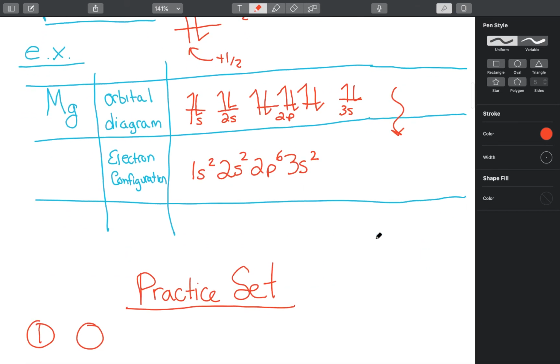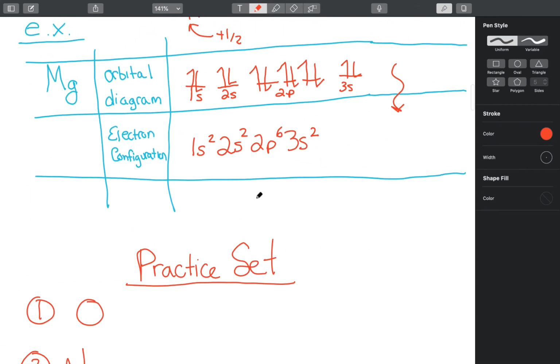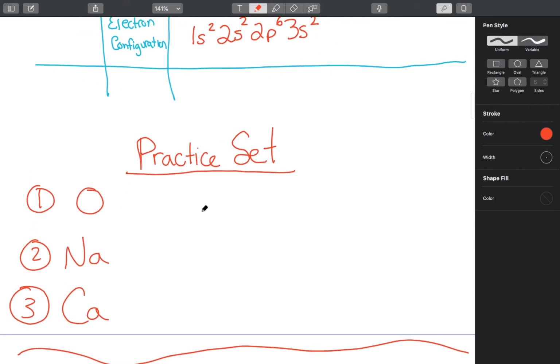Now that I've introduced to you how to make electron configurations and orbital diagrams, I encourage you to do this practice set. Draw the orbital diagram like we did for magnesium for each of these particular elements, and then convert them into electron configurations. I encourage you to pause the video and try these for yourself. Hopefully you paused the video and tried these. Let's go through these together.